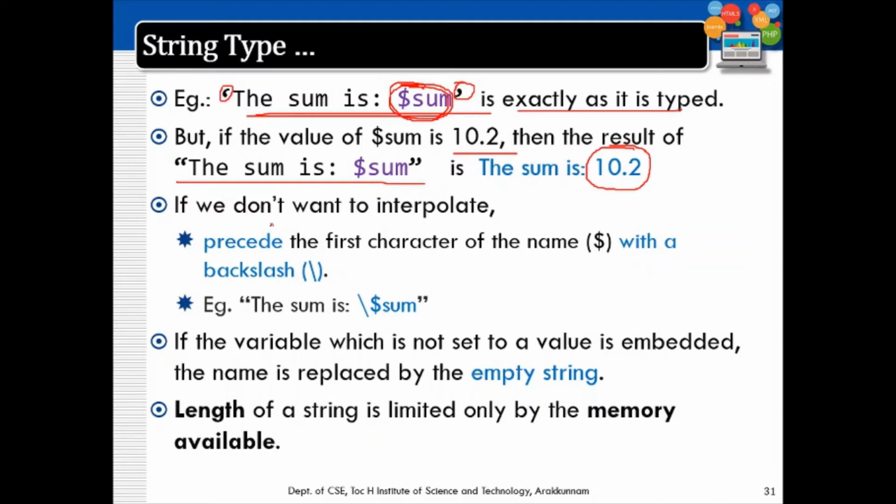If, in a double quoted string, we purposefully don't want to interpolate, you have to use a slash like this: the sum is \$sum. In such scenarios, it will not be interpolated. If a variable which is not set to a value is embedded, then the name is replaced with an empty string. The length of the string is limited only by the memory available. You can have any length for your string variable.